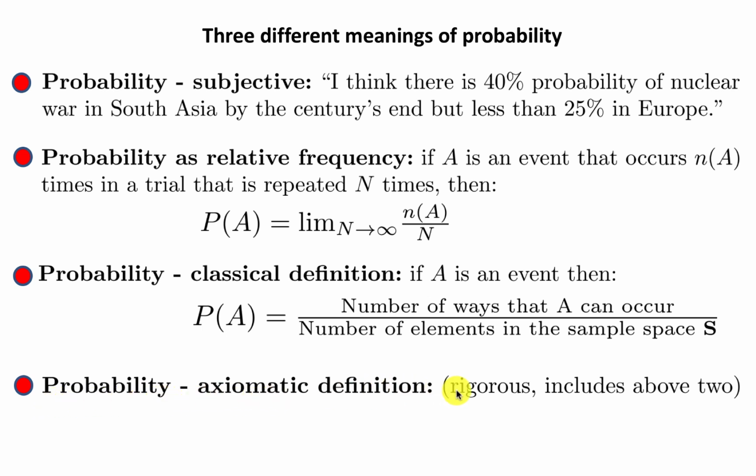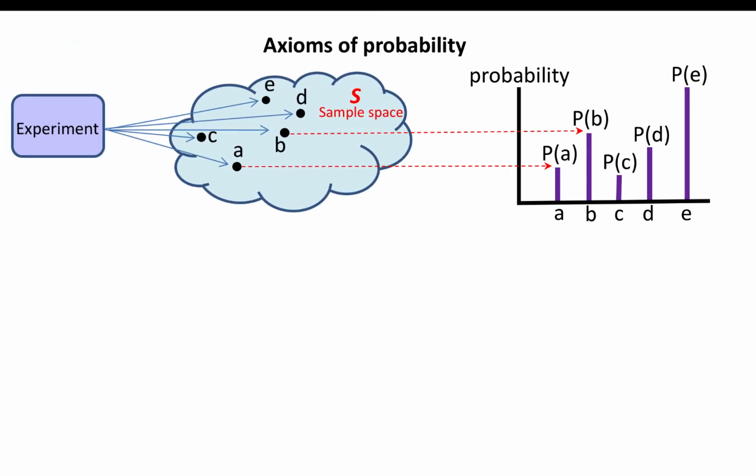This axiomatic definition is rigorous, so you can apply mathematical rules to it, and it's very easy to show that it includes both this definition as well as this definition over here. So let's go on to the axiomatic definition of probability. I've already hinted what probability is. It's really a mapping from the sample space S.